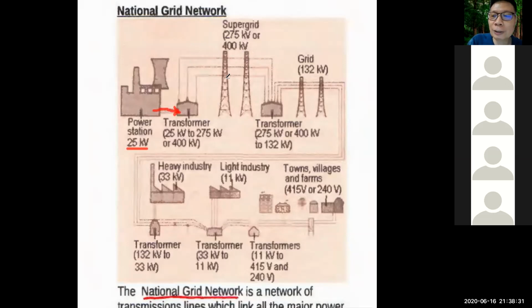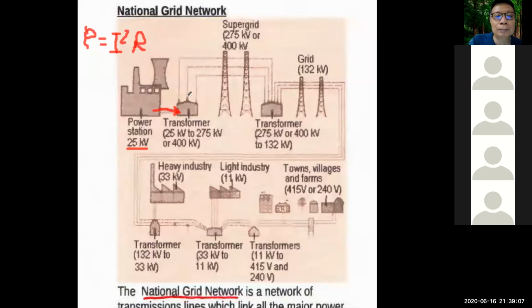Why should the current be very small? When the current is small, the power loss will become minimum, because the power loss formula is this. Loss in the power P: the formula is I square R. These are the two things that cause the power loss. First is the current. Second is the resistance.